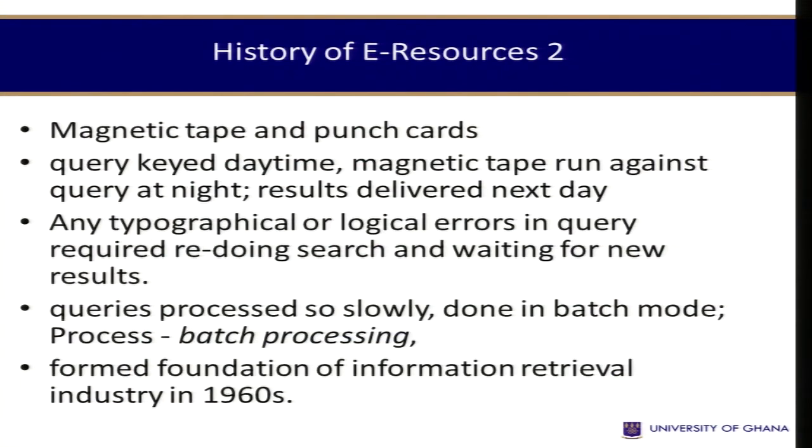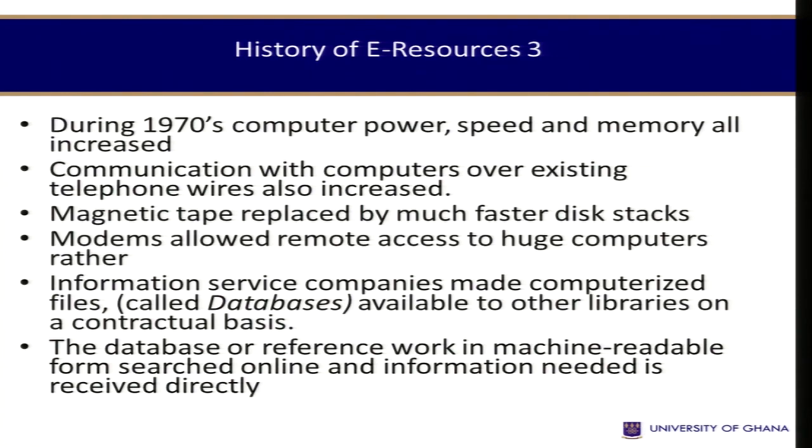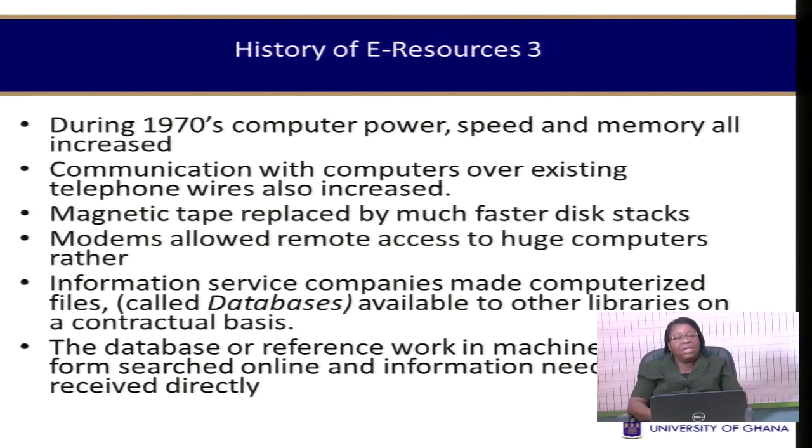Now, the rate at which results were coming out from this type of use of magnetic tapes and queries sent at night gave it the name batch processing, because users' queries were processed in batch. This kind of process formed the foundation of information retrieval in the early 1960s. Fast forward to 1970s, we had the computer, and then the speed and memory all increasing.